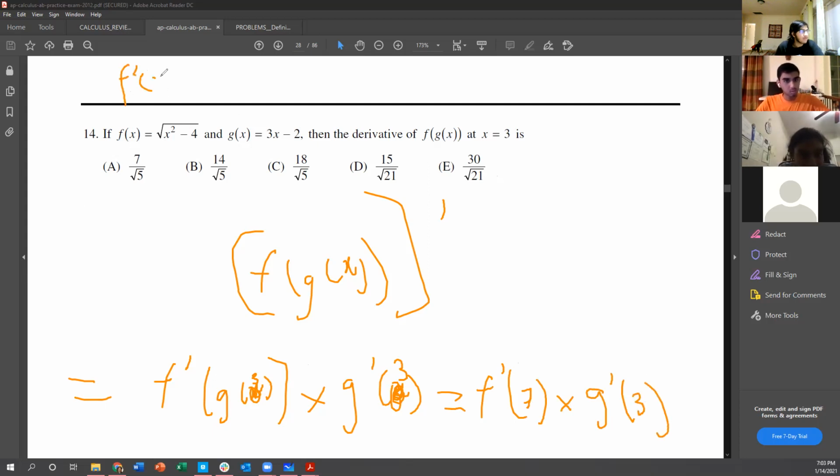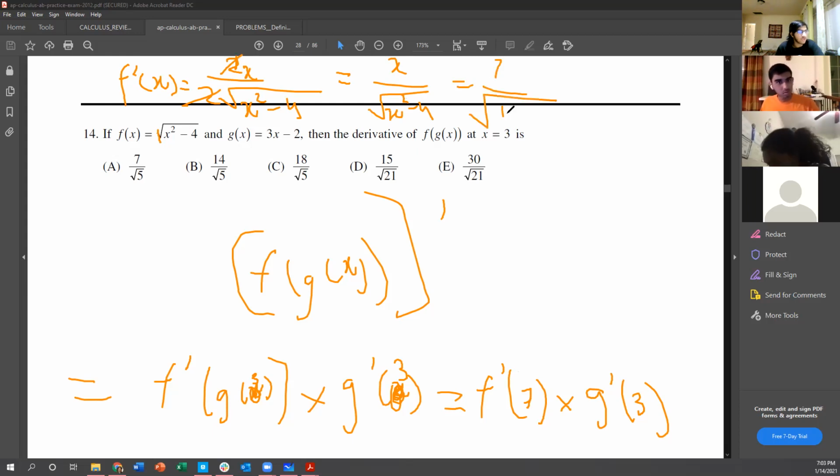f prime of x would equal 1/2, and in the denominator you would have the square root of x squared minus 4. But then you also have to take the derivative of the inside function, which would be 2x. The 2's cancel, and this is essentially equal to x over the square root of x squared minus 4. Plug in a 7. 7 squared, okay, so this would be 7 over the square root of 49 minus 4, which is the square root of 45. That is 5 times 9, so that's 7 over 3 root 5.